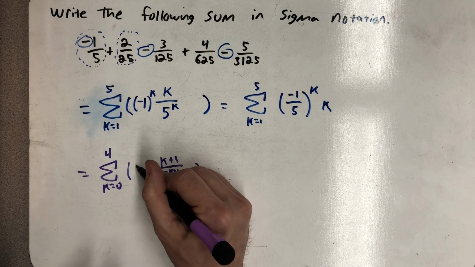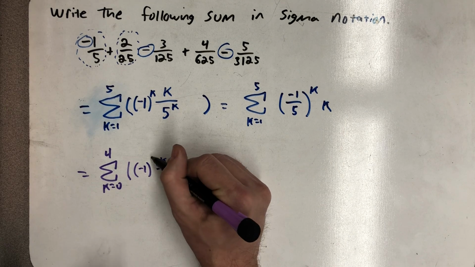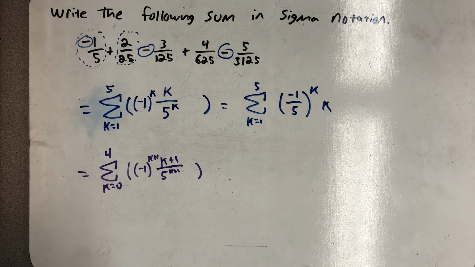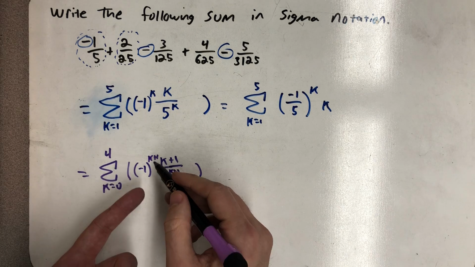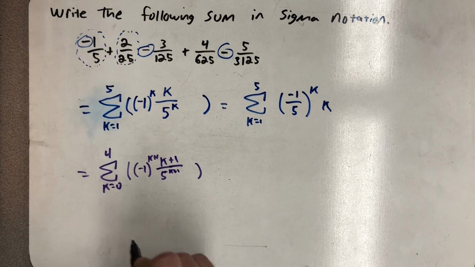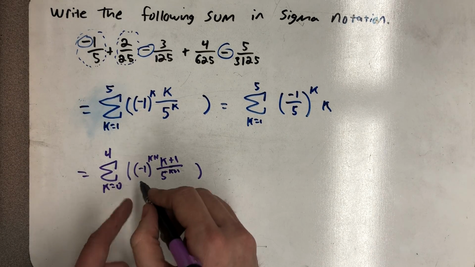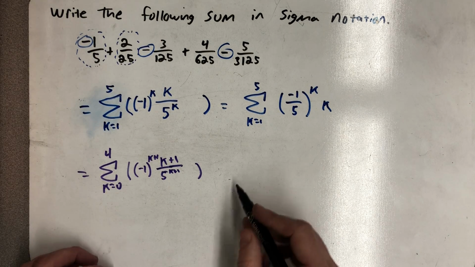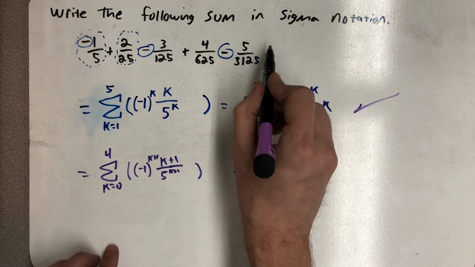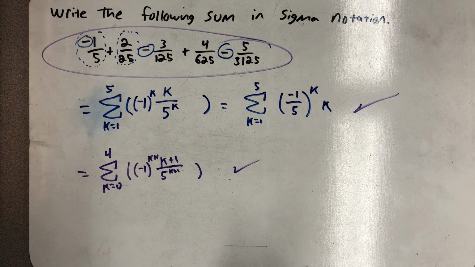And I still need to make this alternate. And the same thing happens where it has to be a k plus 1, so that when I plug 0 in, I get a -1 to the first is negative. And then when I plug a 1 in, -1 to the second is positive. And so there are two different ways of writing this sum down in sigma notation.